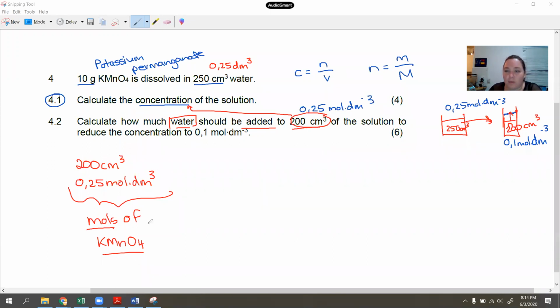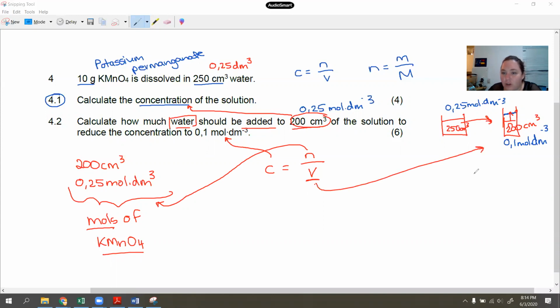Once you've got the number of moles of KMnO4, you're going to use the equation C is equal to n over V. You know that the concentration that you're aiming for is 0.1. You know the number of moles from what you did here, and you're going to work out what the total volume will be. But remember that this total volume is 200 plus the volume that you add. The question didn't ask us what's the total volume. They asked us how much water must we add. All right. So this is what you're trying to work out.